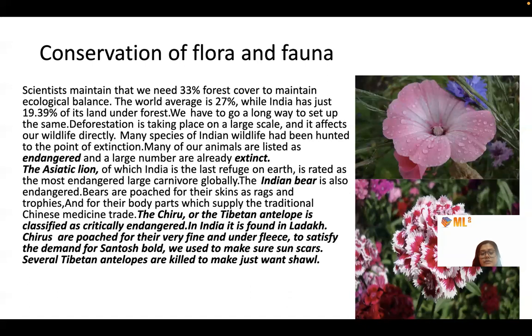Next is the Indian bear. It is also getting endangered. Matlab the population of Indian bear is gradually or rapidly decreasing. Why? Because bears are being hunted for their skins as rugs and trophies, and also their body parts which supply the traditional Chinese medicine trade. मतलब उनका बॉडी पार्ट्स एक्सट्रैक्ट करके चाइनीज मेडिसिन बनाने के लिए यूज किया जा रहा है. सो इसलिए उनको मार दिया जा रहा है और उनका जो पॉपुलेशन है वो धीरे धीरे डिक्रीज होता जा रहा है.